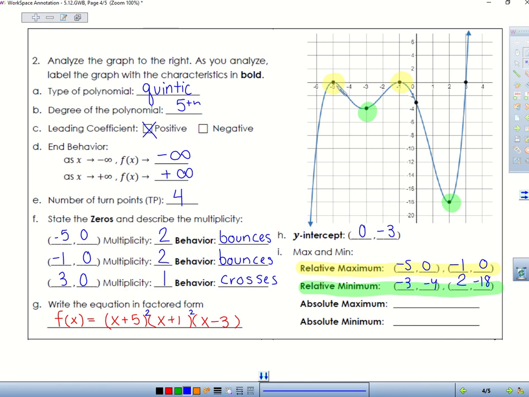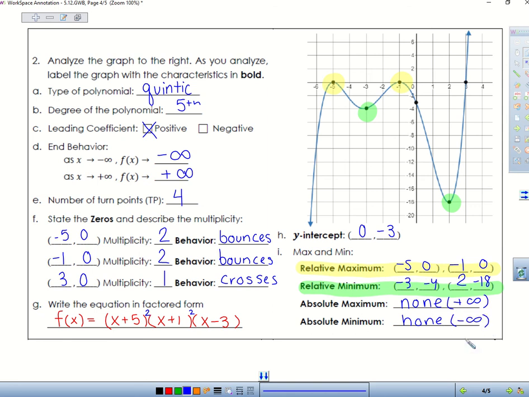So another thing to notice, whenever you have zeros that bounce, they will either be a relative max or a relative min. Do we have any absolutes here? Nope, because my graph's going up forever and down forever. Good? Okay.